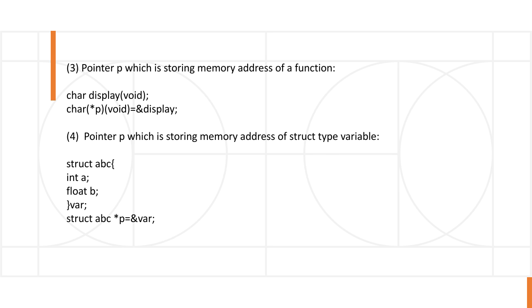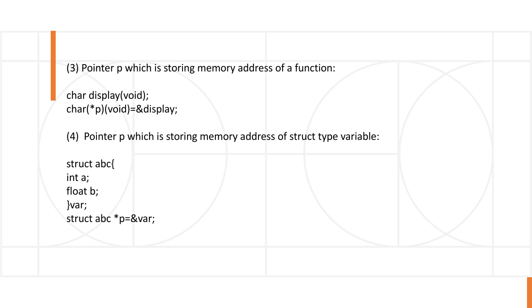array arr. And the next example is pointer p, which is storing the memory address of a function, character display, void (*p)() = &display. That means pointer p is of type character, which will be storing the memory address of a function called display.